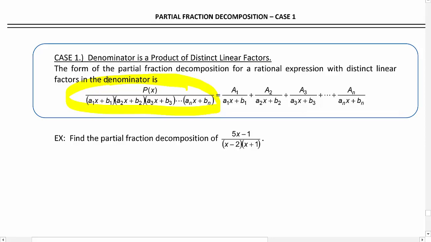Notice how they're all x to the first and all that a sub 1, b sub 1. It's just saying that they're different constants there, so indicating that all these factors are totally different. What we're going to do is take however many factors you have in the denominator. Each one of these is going to become its own separate fraction. So if you have two factors, you're going to be adding two fractions. If you have three factors in the denominator, you're going to be adding three fractions, and so on.